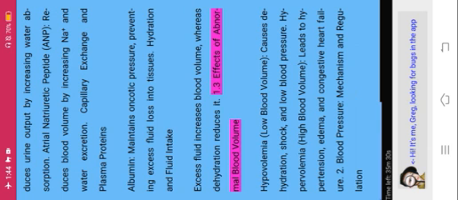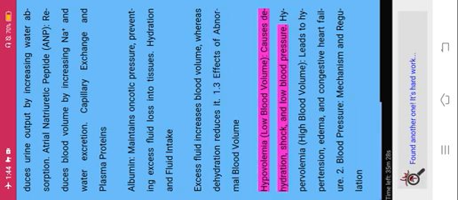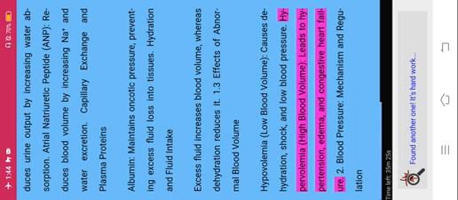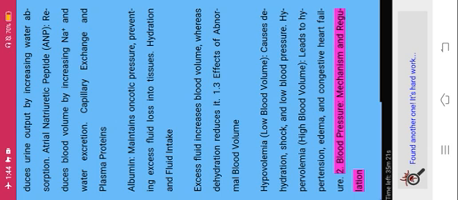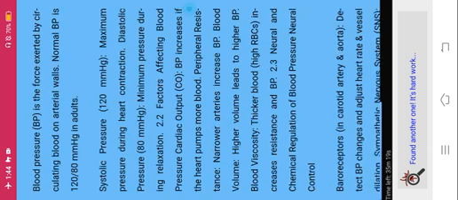1.3 Effects of abnormal blood volume. Hypovolemia, low blood volume, causes dehydration, shock, and low blood pressure. Hypervolemia, high blood volume, leads to hypertension, edema, and congestive heart failure. 2. Blood pressure, mechanism and regulation. 2.1 Definition and normal range.